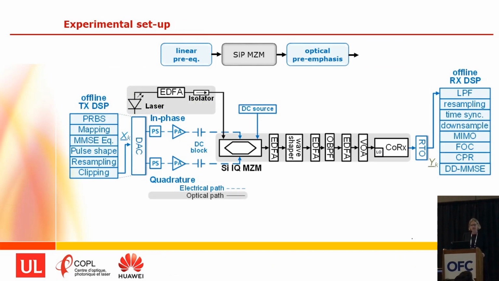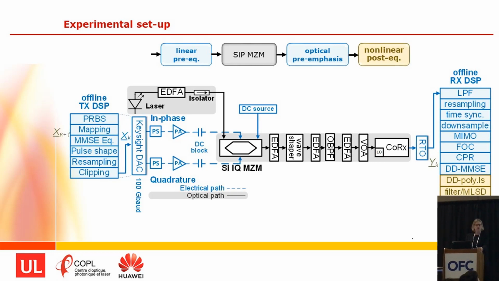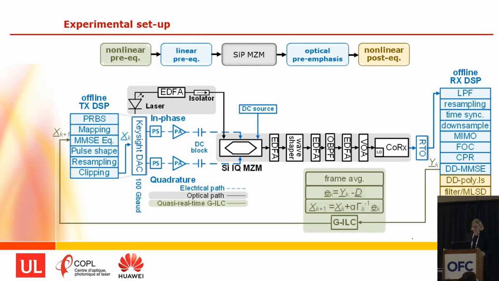So this is the experimental setup, which looks very similar to our previous demonstrations. The DAP, of course, was changed to now allow a 100 gigabaud operation. And to our previous demonstration, we added the nonlinear post-compensation and also the nonlinear pre-equalization. And the pre-equalization we do ahead of time, as I mentioned, hardware in the loop. This is the adaptation we did for the block-based nonlinear pre-equalization.